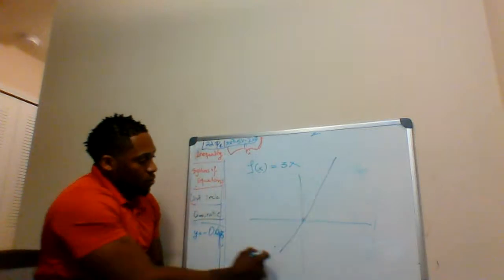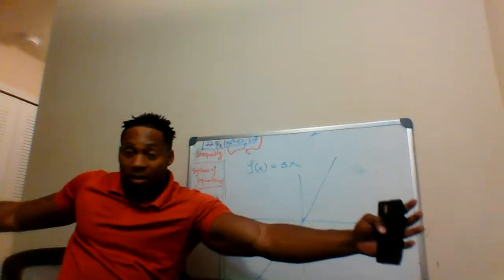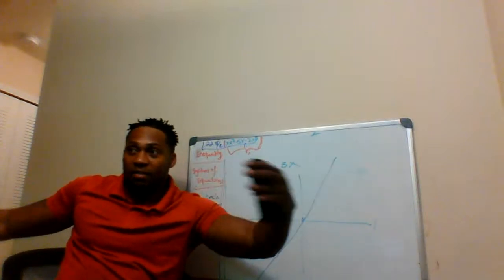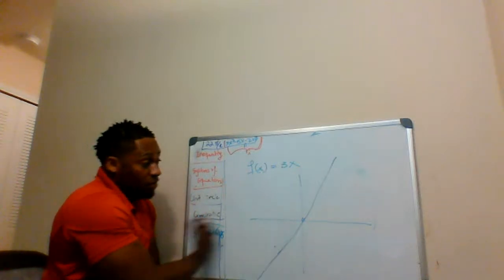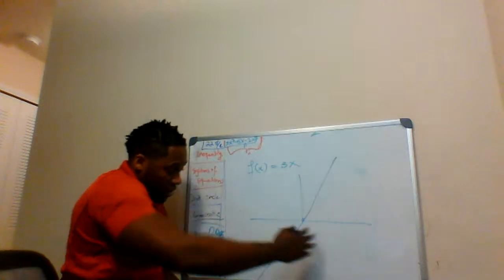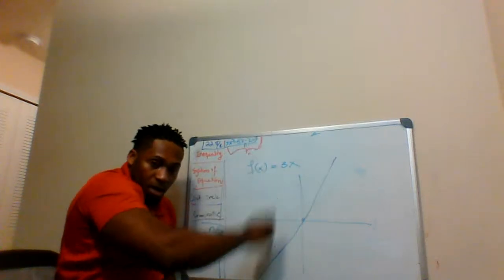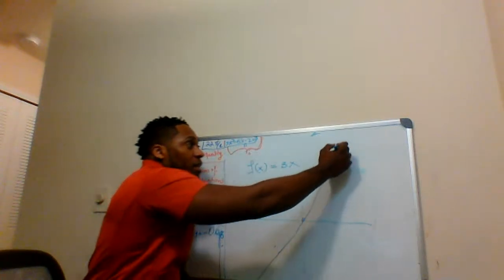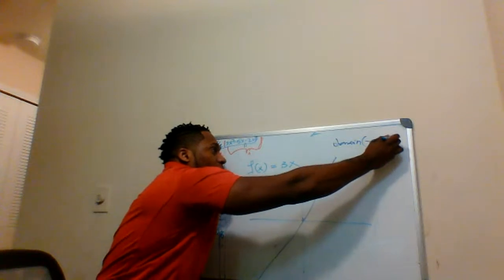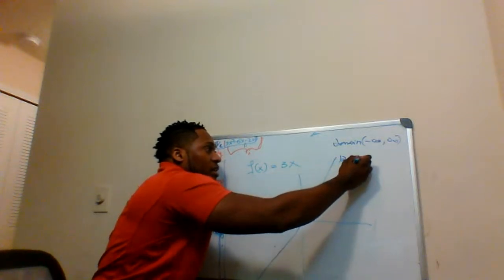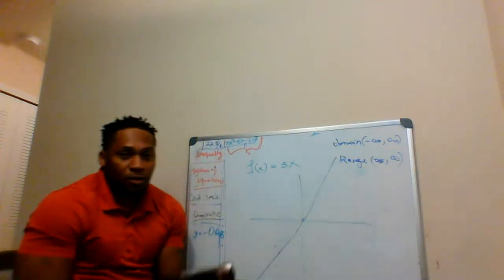So now, when we're thinking about this line, what is the domain of this line? It's what x values, from negative infinity to positive infinity, that it can take. If we go all the way to the left, it takes everything all the way to the left and everything all the way to the right. Range, up and down. It goes forever down and forever up. So the domain in this case is negative infinity to infinity, and the range is negative infinity to infinity.